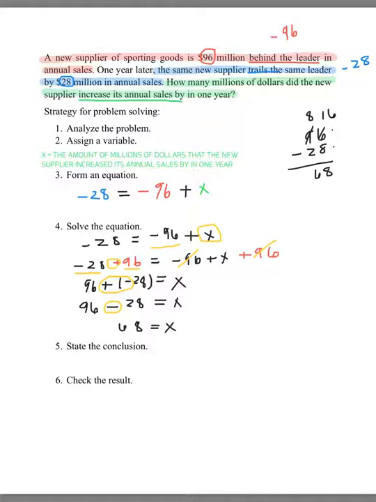is equal to x. So now that we have solved for our variable, let us go ahead and state the conclusion clearly. Since the question was how many millions of dollars did the new supplier increase its annual sales by in 1 year, we're going to state our conclusion as the following. The new supplier increased its annual sales in 1 year by 68 million. So now let us go ahead and check the result. We'll start off by bringing down the original equation found in step 3. So that's negative 28 is equal to negative 96 plus x.